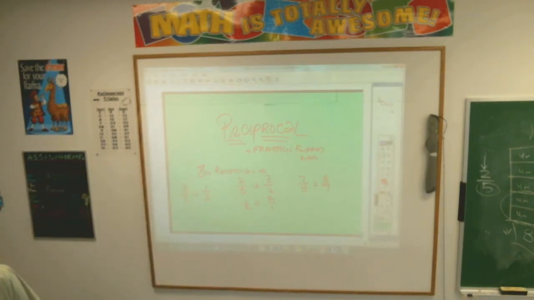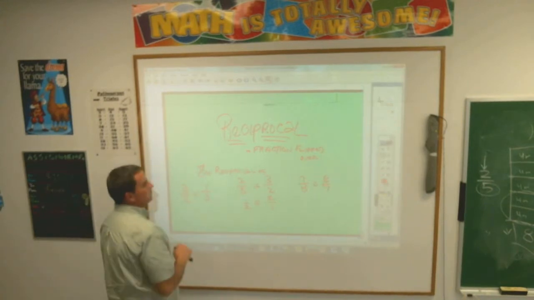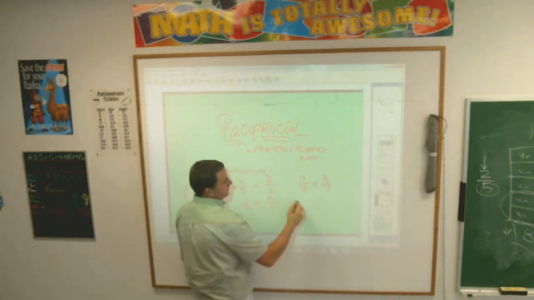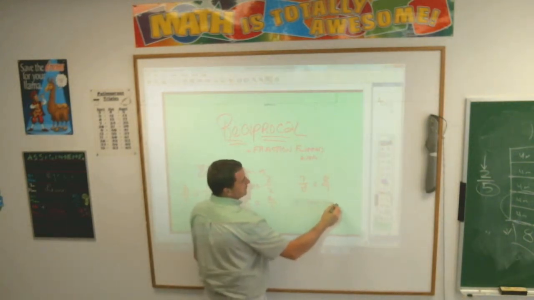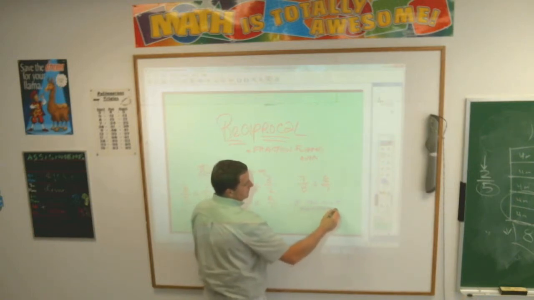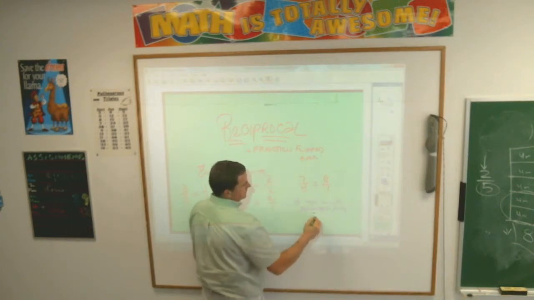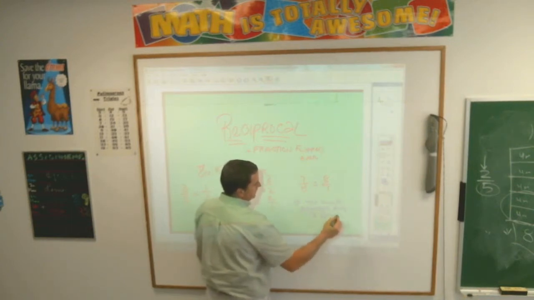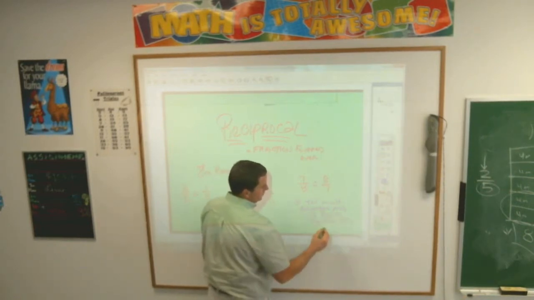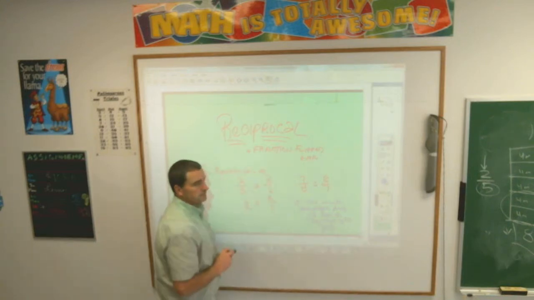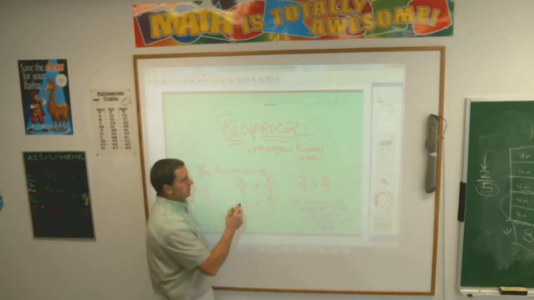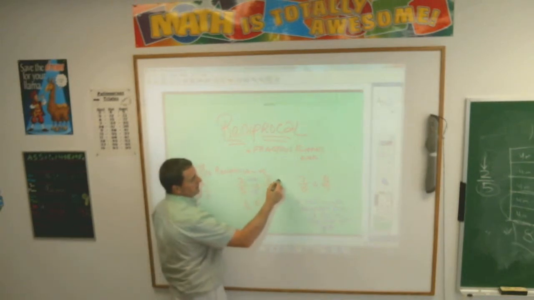A couple facts about them are this. If you multiply a number and its reciprocal together, what do you suppose you get? Well, let's do it a couple times. If I multiply 3/2 times 2/3, what do I end up with? 2 times 3 and 3 times 2, I get 6/6.